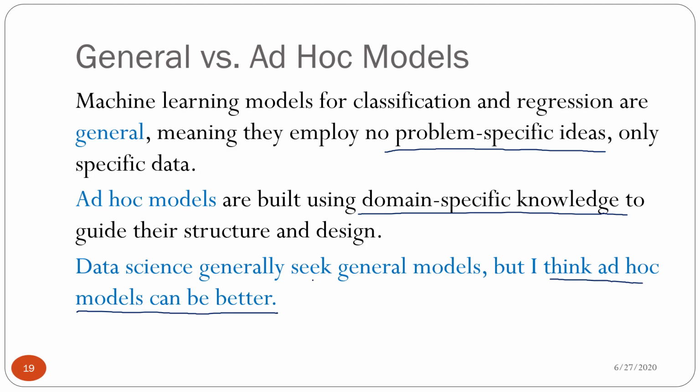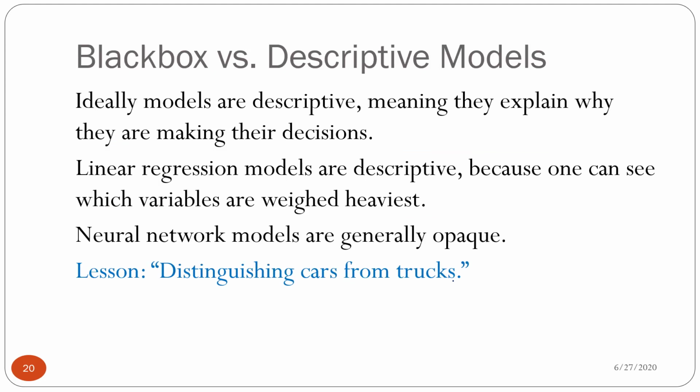So data scientists generally seek general models, right? General models means machine learning based models, but people may prefer ad hoc models over the general models, probably for the reason that the modeling we are doing in ad hoc is based on the domain, and sometimes the domain based models perform a lot better than general models.